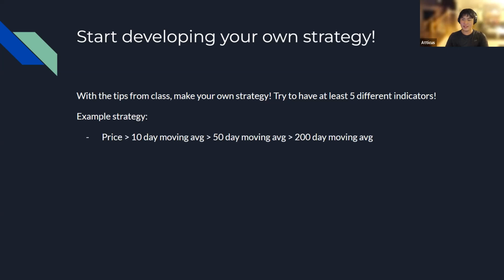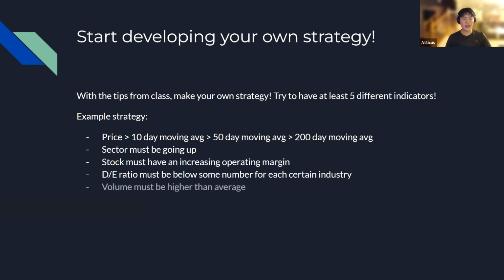With the tips from class, you guys can make your own strategy. So I suggest you look up some different indicators like PE ratios, DE ratios, something like margins, not stock margins, like operating margin. What do you mean by strategy? A strategy is a way to identify a stock that is good to trade.